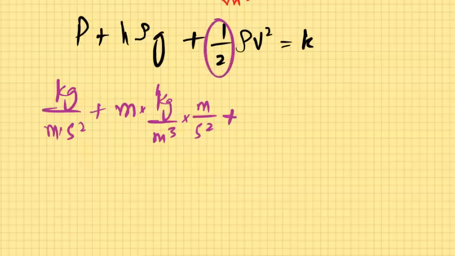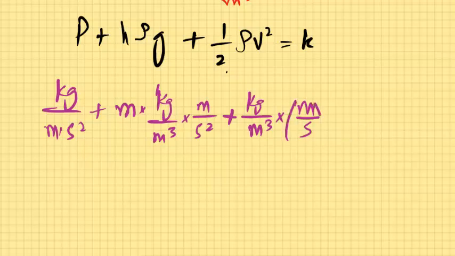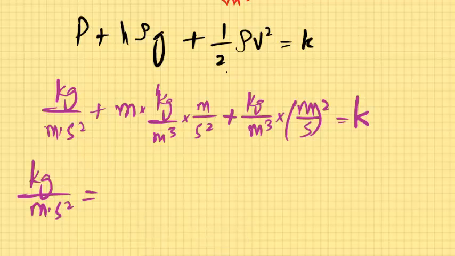Plus, again 1 upon 2 is a constant number, so I'm going to ignore that 1 over 2. But in place of this rho, which is density, I'm again going to write kilograms per meter cube. In place of this V square, because V is velocity, I'm going to write meters per second, and because I have a square over here, I will put the square here. And I don't know the SI base unit of K, so I'll leave K as it is. Now simplifying it, I'll get kilograms per meter per second square equal. Now you see this meter and this meter will multiply to get meter square, and then divide by meter cube. I'll be left with 1 meter in the denominator.